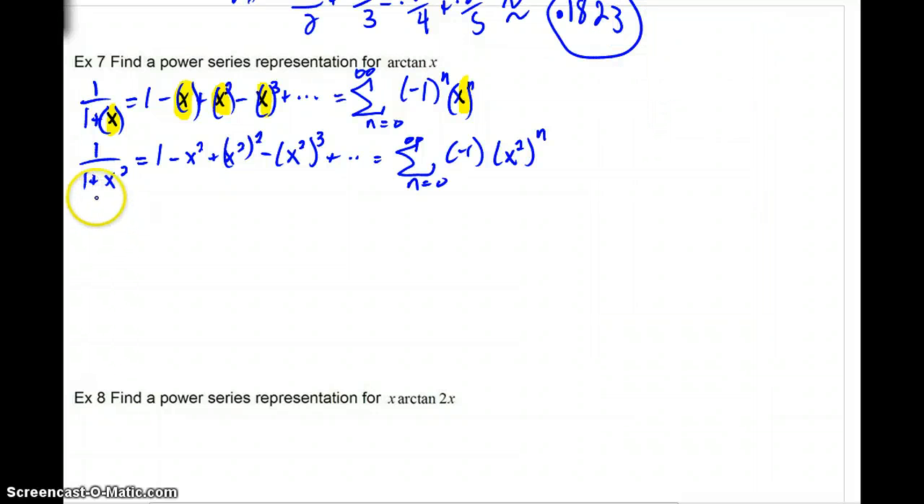And let's see what we'd be left with. This is 1 plus x squared equals 1 minus x squared plus x to the 4th minus x to the 6th. This is going to be negative 1 to the n, x to the 2n. So n equals 0 to infinity. Well, if I want to find arctangent, let's recall something. This can be so helpful. The integral of 1 all over 1 plus x squared dx is equal to arctangent of x plus a constant.